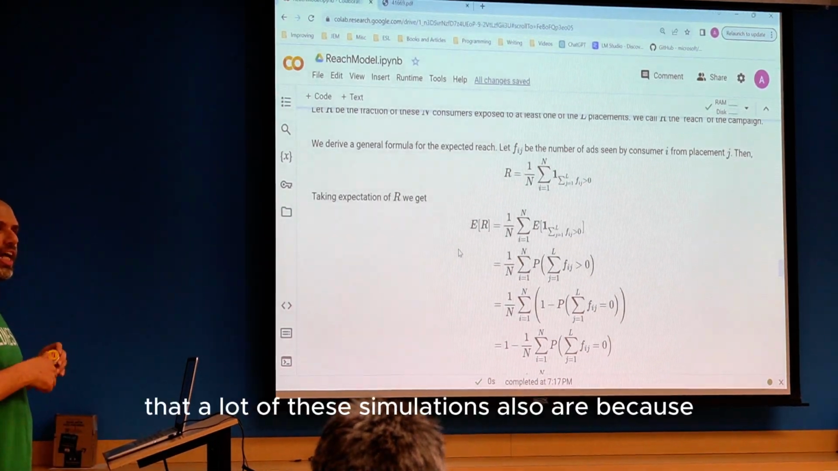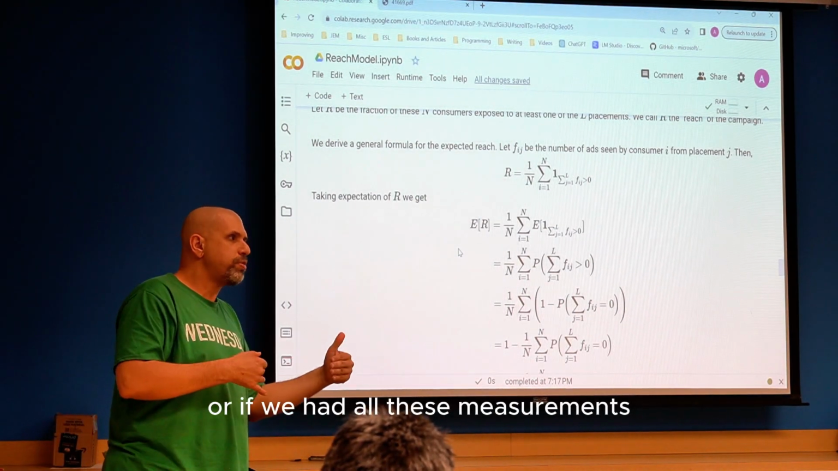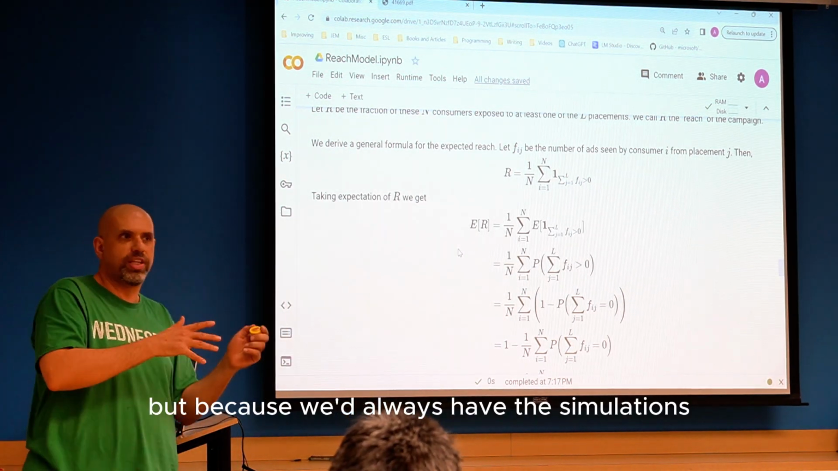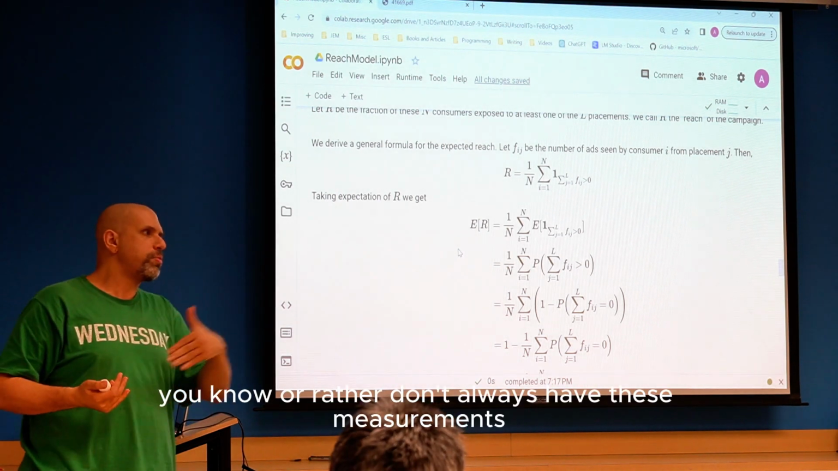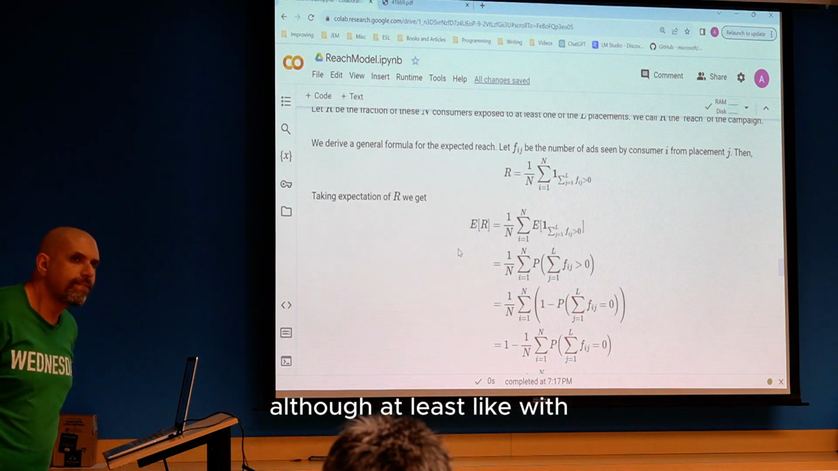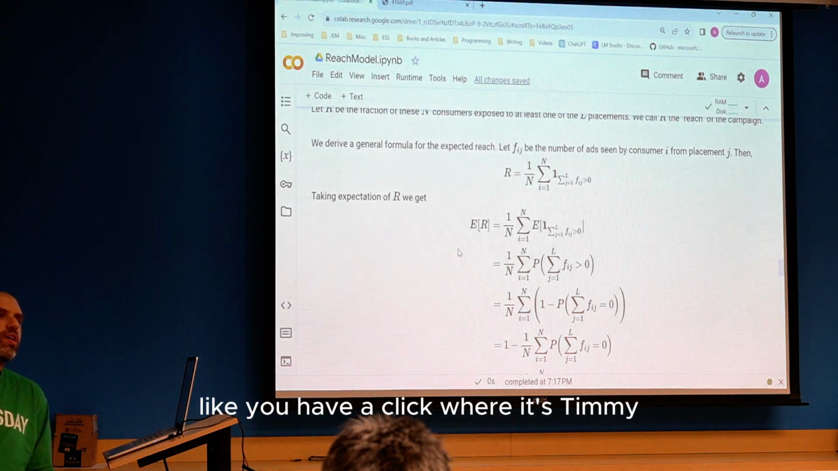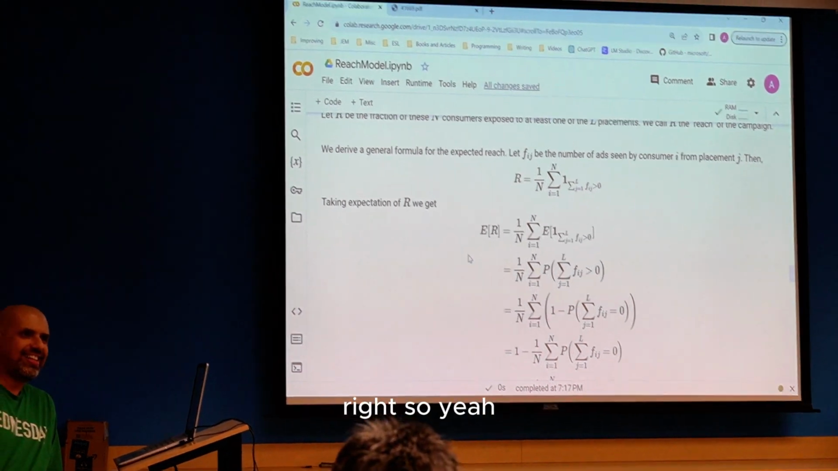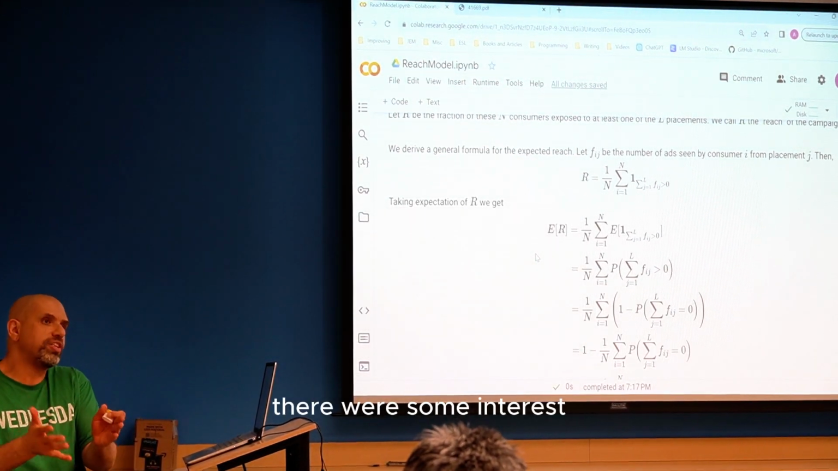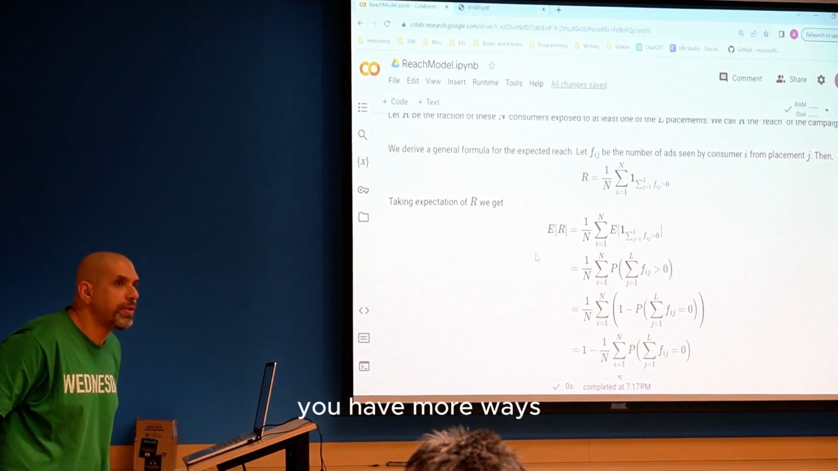But it does bring up a good point that a lot of these simulations exist because, if we had all these measurements, we wouldn't need the simulations. Because we don't always have these measurements, we have these models. Although with digital ads, you have the idea of a click, whereas on a TV you wouldn't be able to click. So you can at least measure some kind of engagement, unless they clicked on it by accident, or their hand twitched. They were paying attention, right? You have more ways because it's an interactive medium.